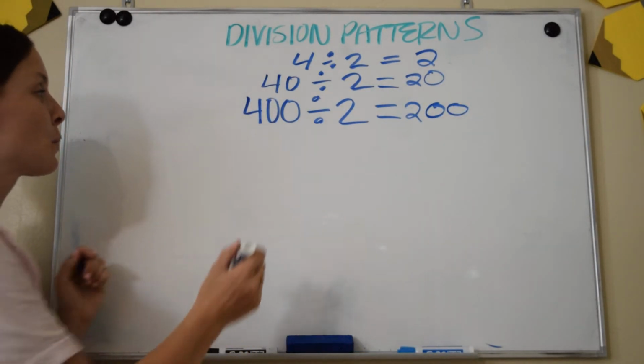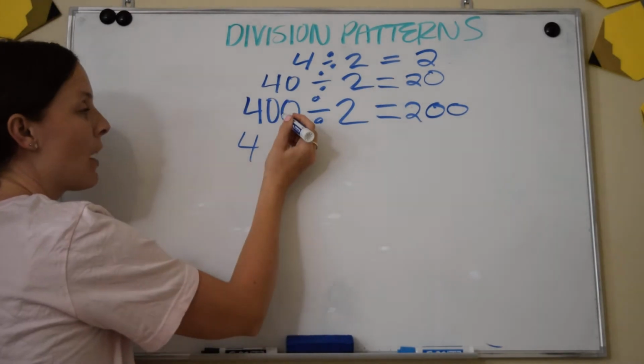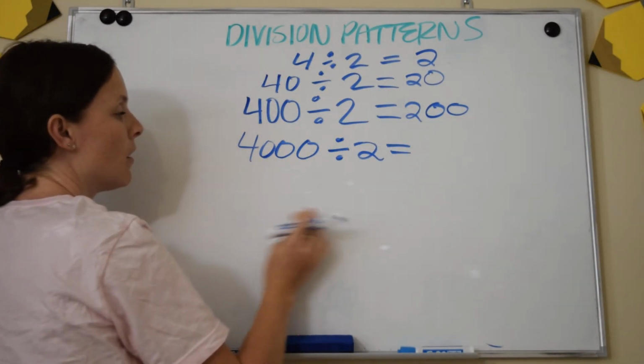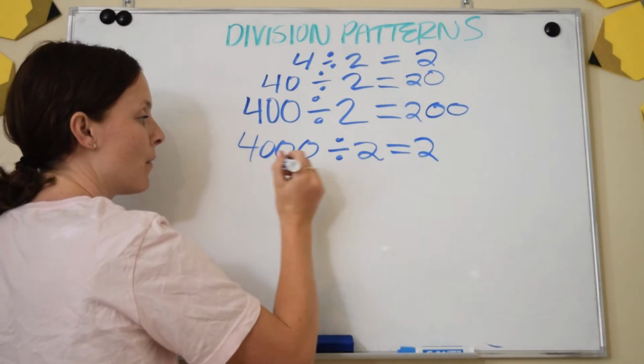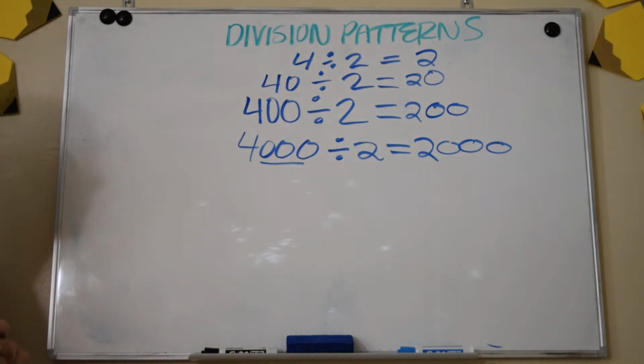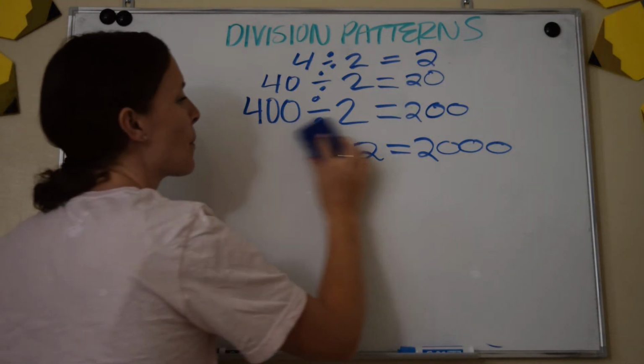Can you guess what the next one will be in the pattern? 400 jumping up to 4,000 divided by 2. 4 divided by 2 is 2, and there are 3 zeros. So 4,000 divided by 2 is 2,000. Very cool. Let's do another one.